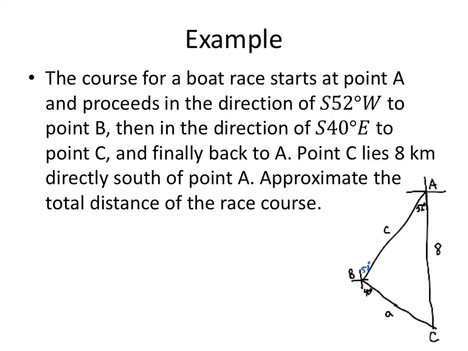The course for a boat race starts at a point A and proceeds in the direction south 52 degrees to the west to a point B. From the point B, we're going to face south and go 40 degrees to the east to a point C. Finally back to point A. Just so happens that point C lies 8 kilometers directly south of point A. I want to approximate the total distance of this race course. So I know this finishing stretch is 8 kilometers. I want to find the length of c and the length of a.